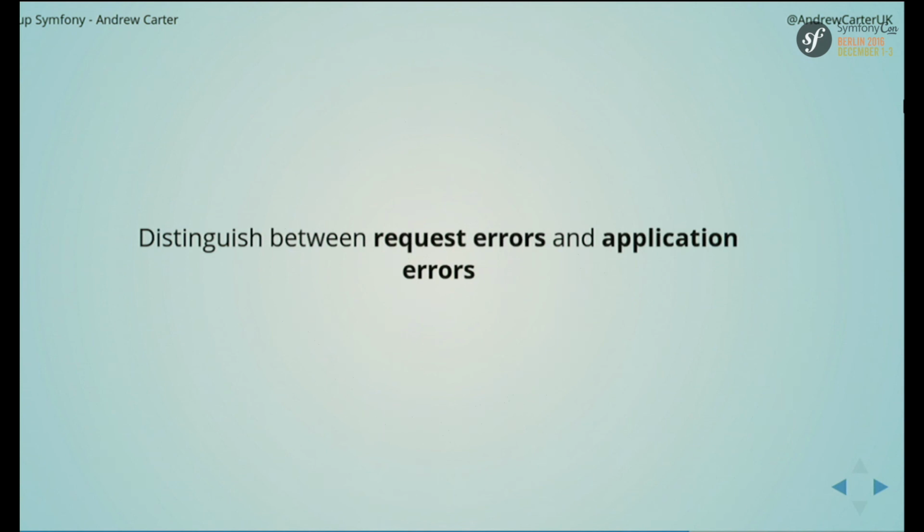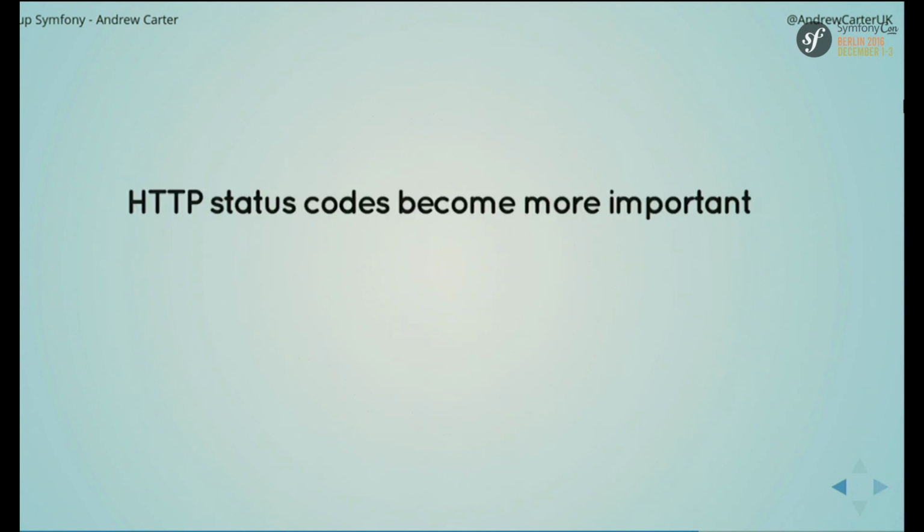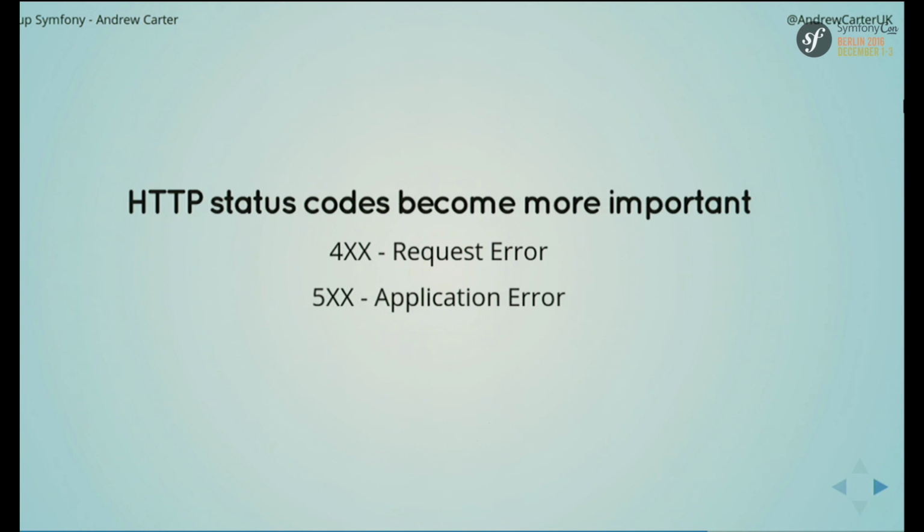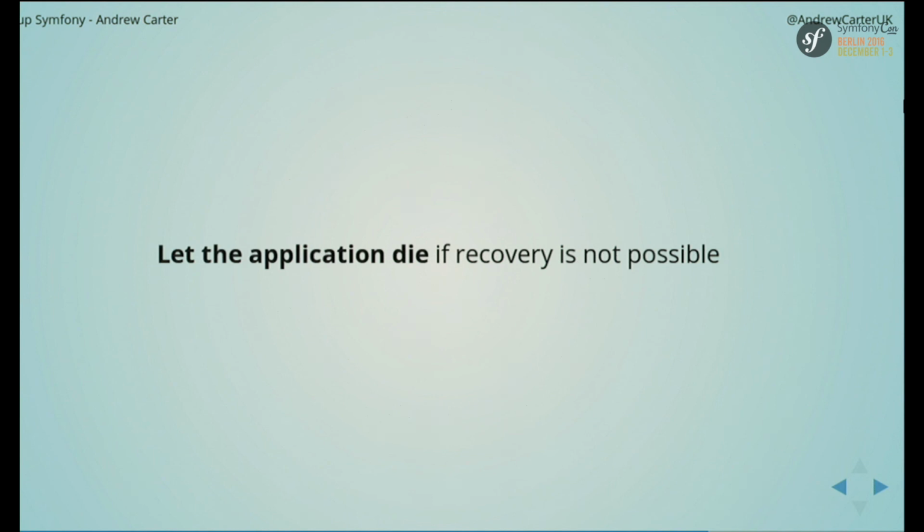There are some errors which will cause you to want to reboot your workers. And there are some errors, which are like 404 errors, where you couldn't care. That's a user error. Your application is not broken. You need it to stay alive. So the distinction between request and application errors becomes even more important. And we can do that through HTTP status codes. So a 4XX error code is a request error, and a 5XX error code is an application error. We need to let the application die and the worker restart if we can't recover it.